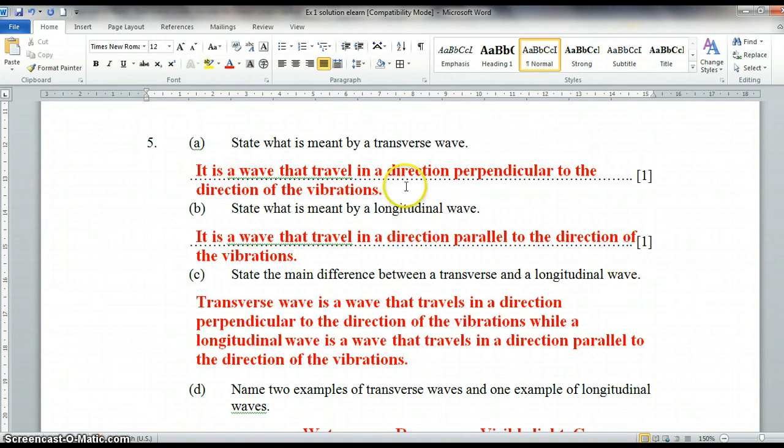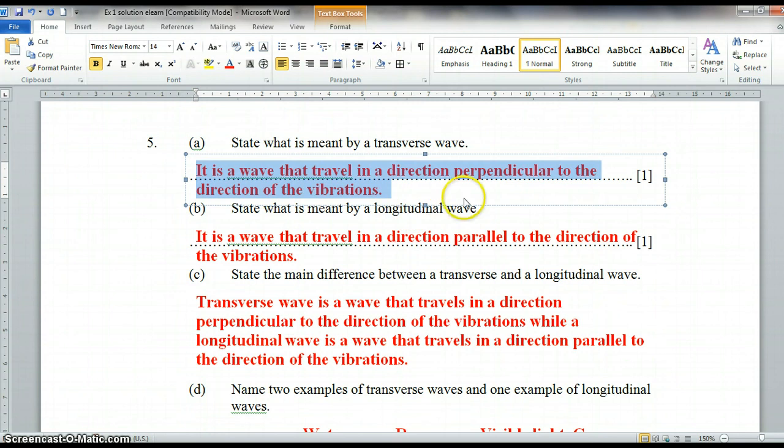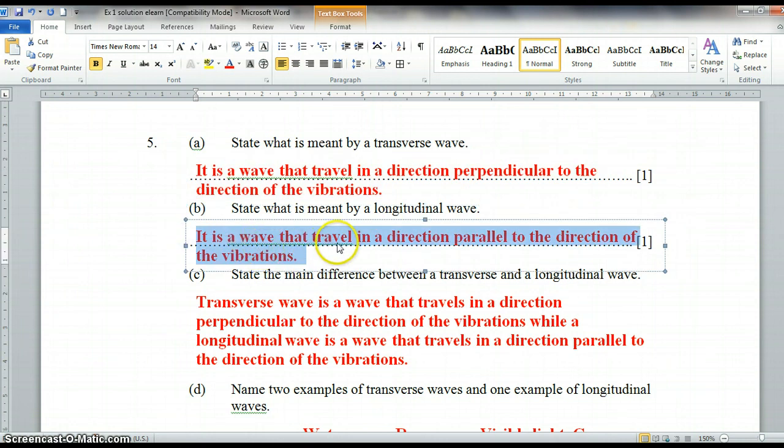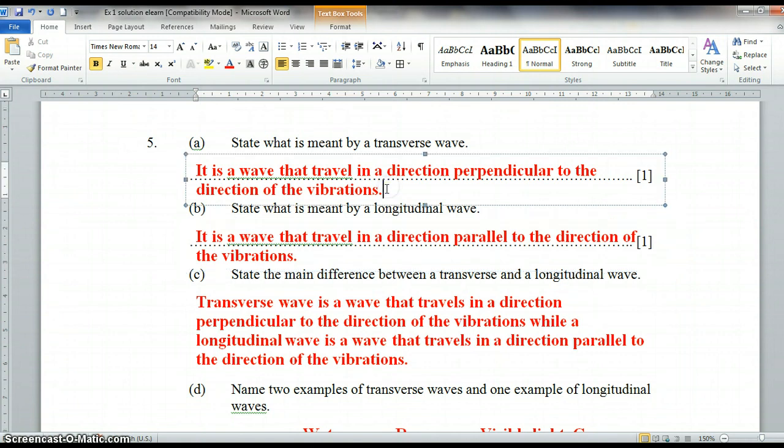What is meant by a transverse wave? In fact, this is the standard answer you give if the question asks you to define a transverse wave or to state what is meant by a transverse wave. Similarly for longitudinal wave. Where are the mistakes that tend to occur? For this part, some students like to say it is a wave that travels in a direction perpendicular to the wave. You know, it's a repetition.